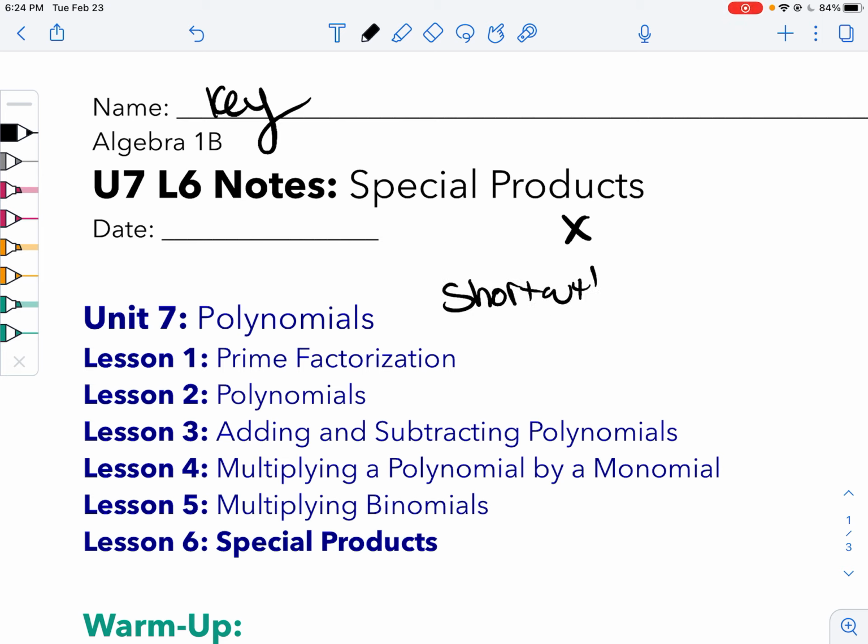Oh, that's it. Oh, my word. Check us out, you guys. We just found like the coolest shortcut ever. It has a special name and everything.